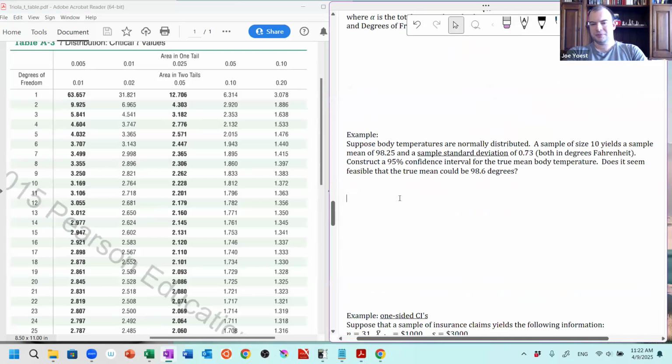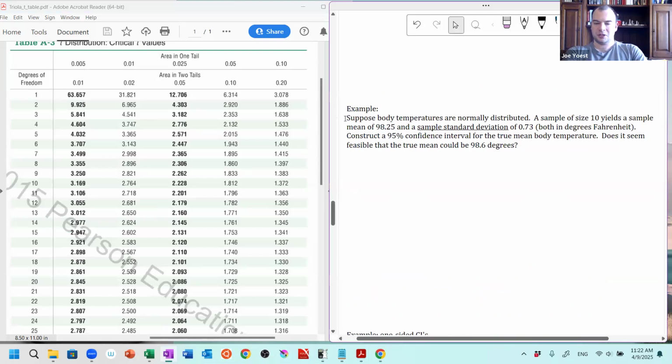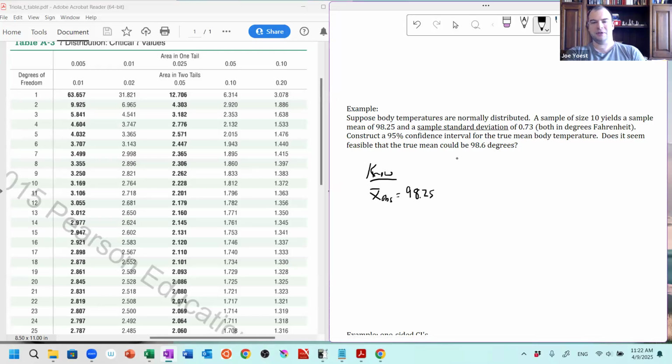Okay, so let's take a look at an example. I think a good way to just start working through this is to look at an example. So let's start by assuming that body temperatures are normally distributed, so central limit theorem applies. We take a sample of size 10, and that yields a sample mean of 98.25. So what do we know? X bar observed is 98.25 degrees Fahrenheit. A sample standard deviation of 0.3, so S is 0.73. And we know that our sample size, N, is 10.